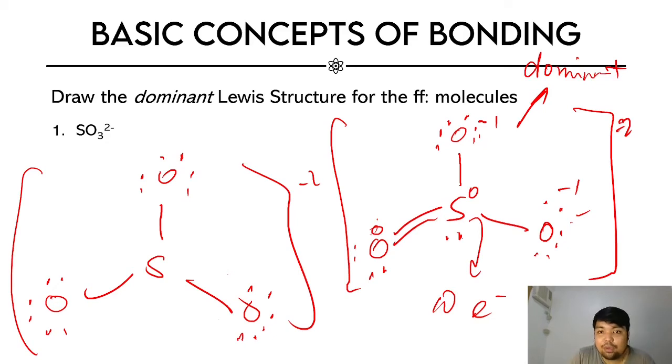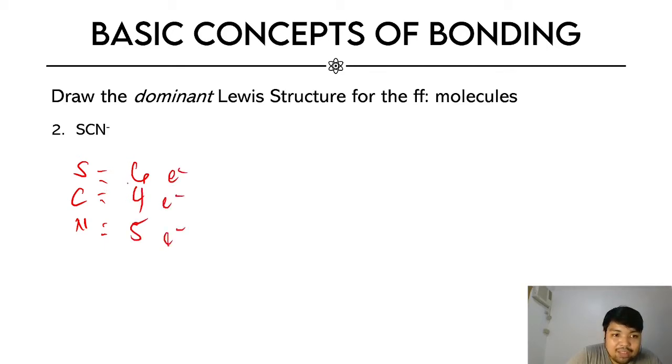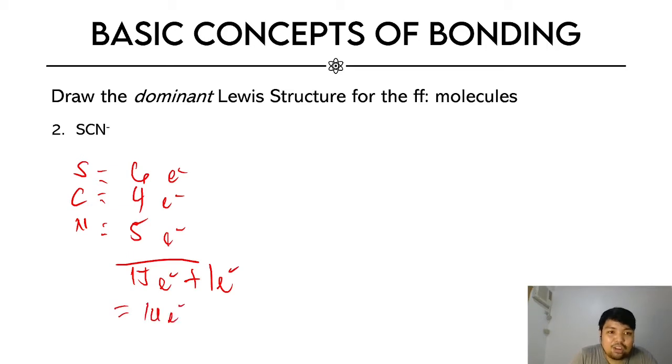So let's have another example. This one here is the thiocyanate anion. So we proceed as before. We have sulfur, carbon, and nitrogen. Sulfur has 6 valence electrons, carbon has 4 valence electrons, and nitrogen has 5 valence electrons. So that is equal to 15 valence electrons plus an extra valence electron because of the -1 charge of the thiocyanate ion. So that is equal to 16 valence electrons.